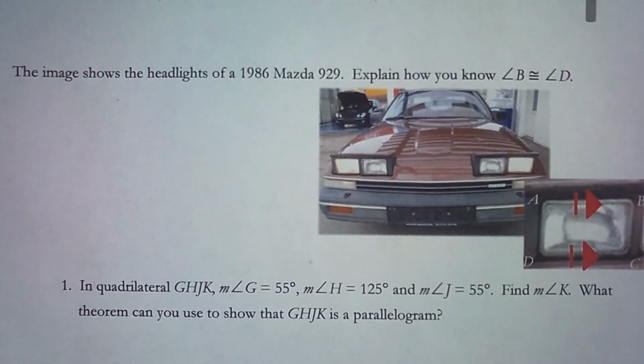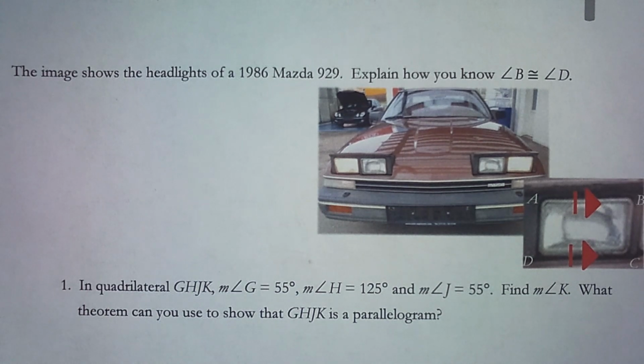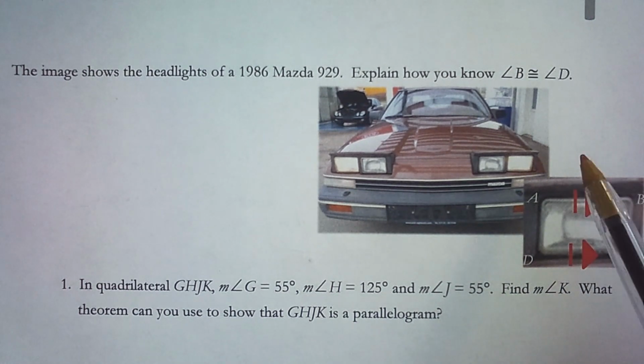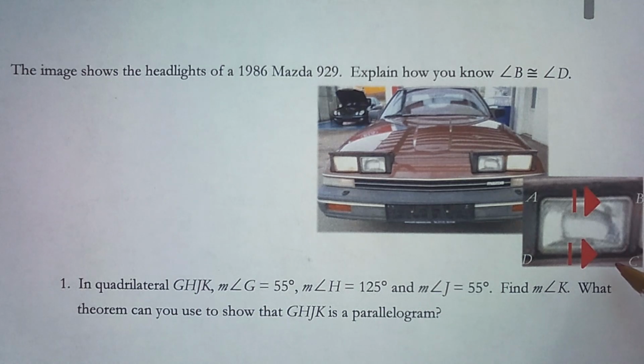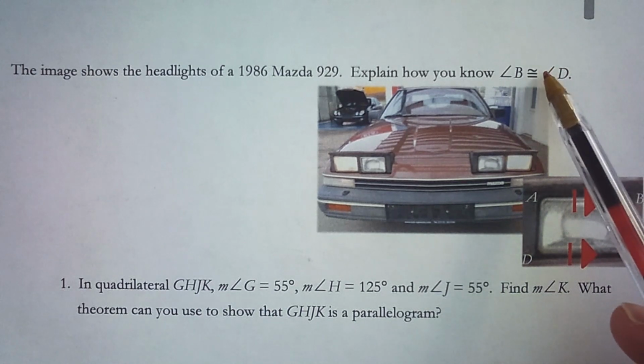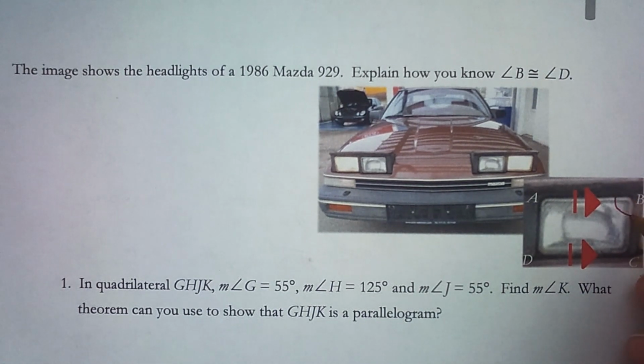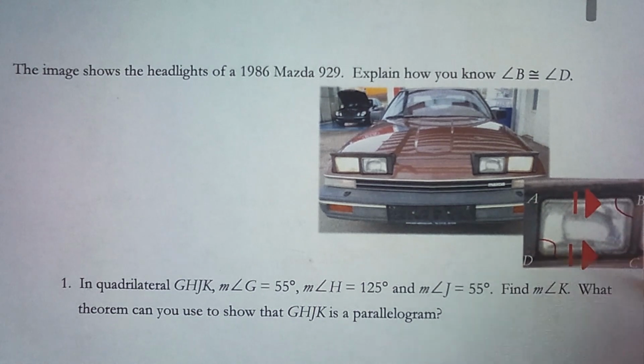So here we see the headlights of a 1986 Mazda 929. On this 929 you've got some headlights that are in the shape of a parallelogram. Here is a zoomed in picture of one of those headlights with some markings on it. Explain how you know that angle B is congruent to angle D.